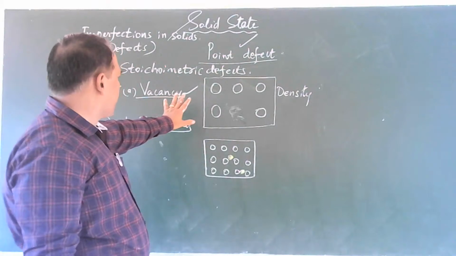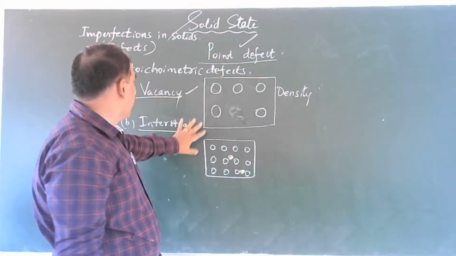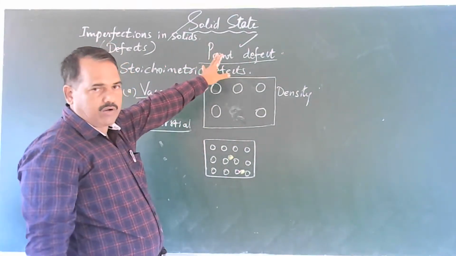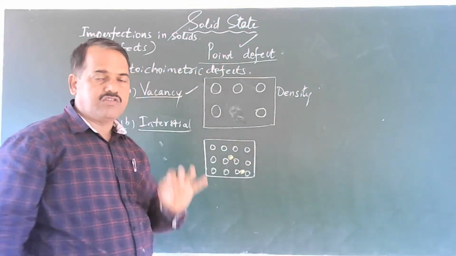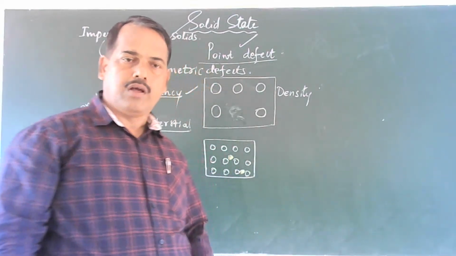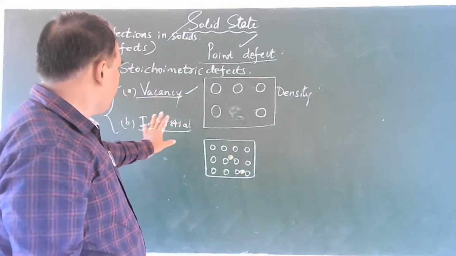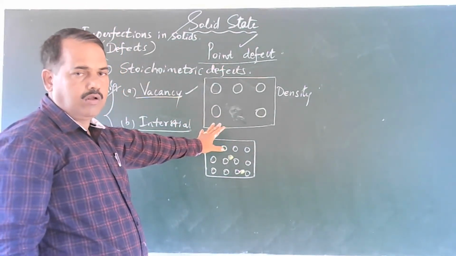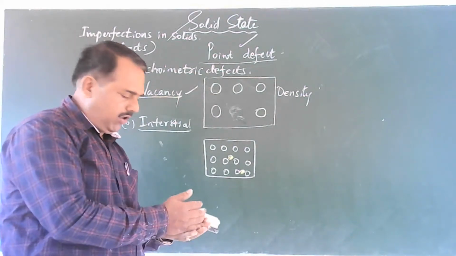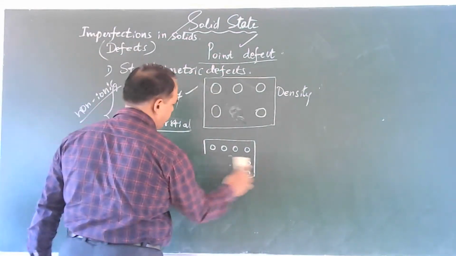Okay? So these are the two basic types of defects which you can find in the point defect of a solid. One is vacancy defect, another one is interstitial defect. Are you clear? So we shall move on to the different types of defects which arise in ionic solids.